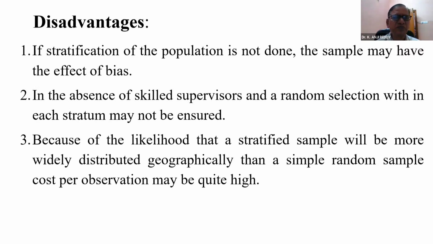And the third one is, there is a likelihood that the stratified sample will be more widely distributed geographically than a simple random sample, so the cost per observation may be quite high. We said stratified random sampling may be more geographically concentrated, but this again depends on the population character. Rather than selecting concentrated people, this may also go for a wider geographical spread. So it may not ensure the geographical concentration needed for better results, and ultimately it leads to a high cost, and the expected results may not come.